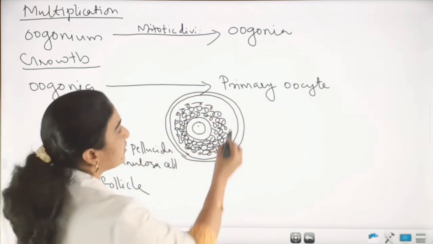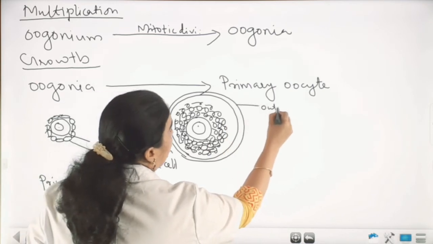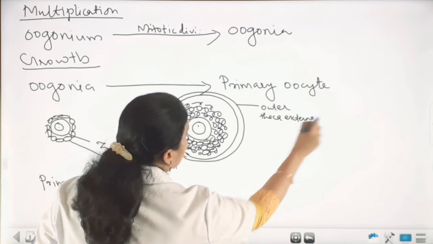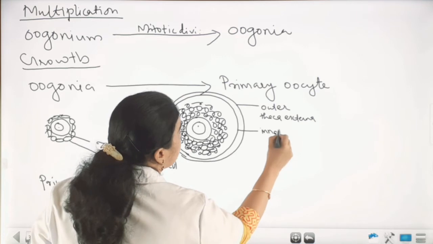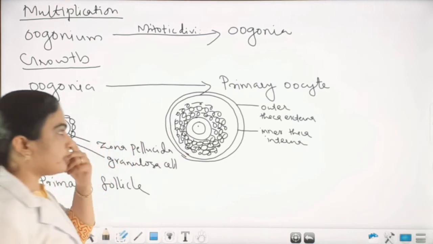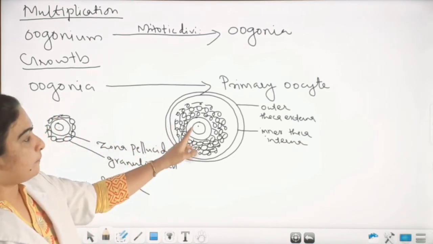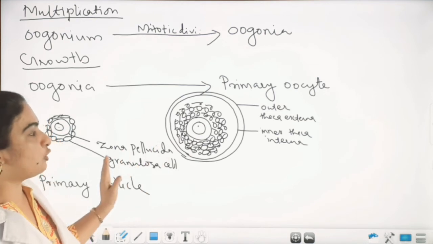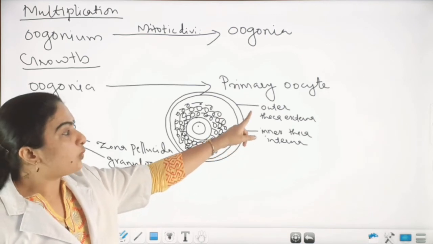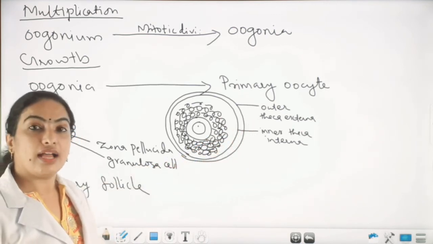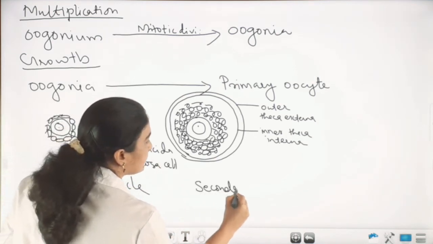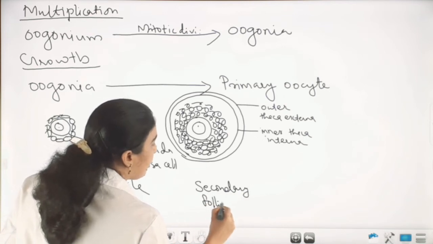So theca has two layers. This is the outer theca externa. And this is the inner theca interna. Is it clear? Once more. The primary follicle gets covered by several layers of granulosa cells. Then in turn it is covered by two layers of theca, such as the outer theca externa and the inner theca interna. So this structure is known as the secondary follicle. Is it clear? Secondary follicle.